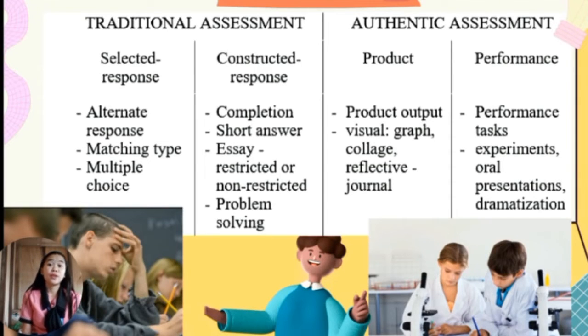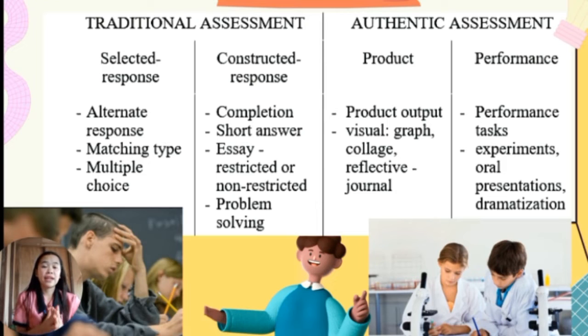And now let's proceed to their examples. So first is the traditional assessment. In the first column, it is the selected response. Under the selected response, there is the alternate response, for example, matching type and multiple choice. And the second column is the constructed response. Under the constructed response, there is the completion, the short answer, the essay, restricted or non-restricted, and problem solving.